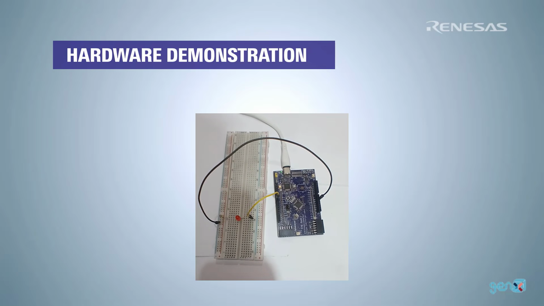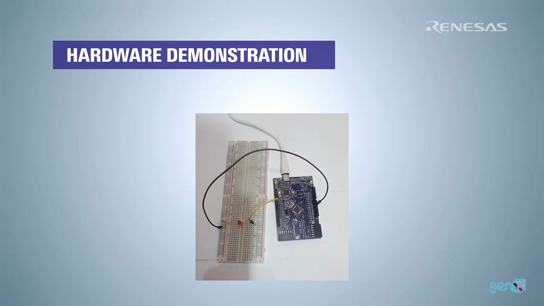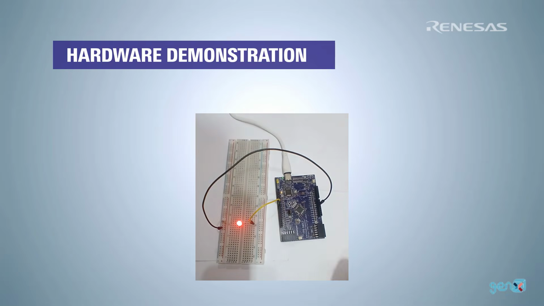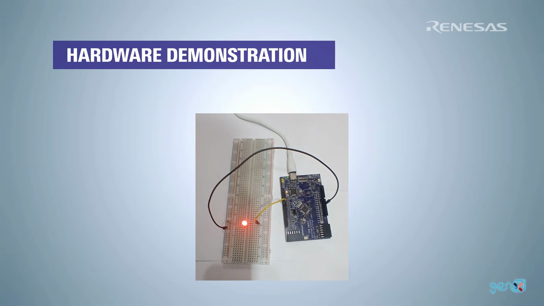For demonstration, I've built a simple external LED circuit connected to D7 of the Arduino interface, which is wired to P103. Now, when the onboard user switch is pressed, the external LED will turn on.